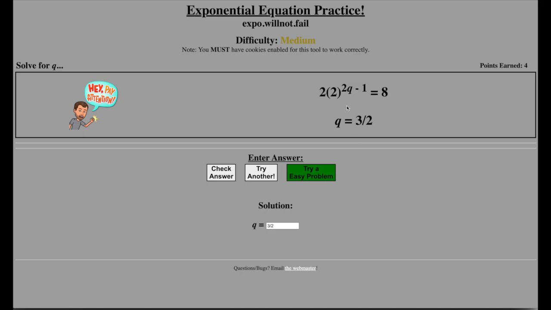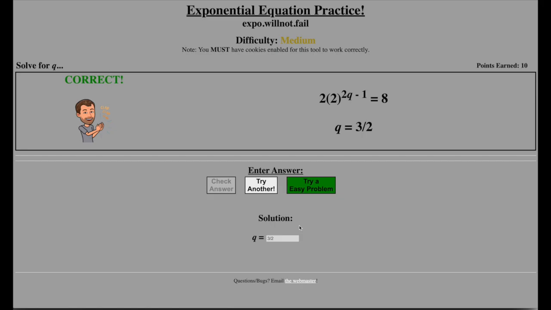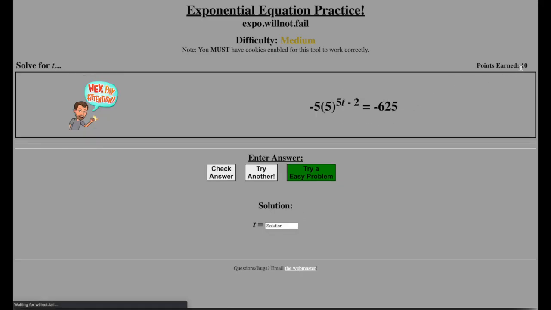Let me just check my work. When I do that, I get, yep. Okay, let's check my answer. And it looks like I'm correct. You can see this time I picked up 6 points because I did a medium problem.